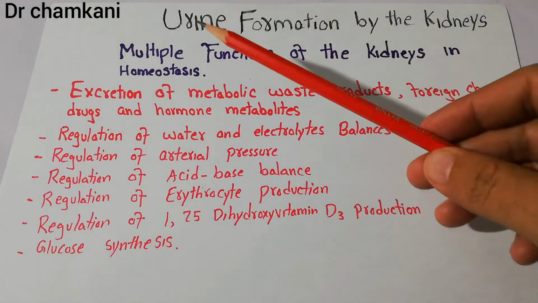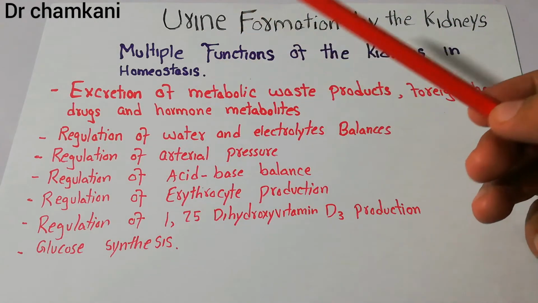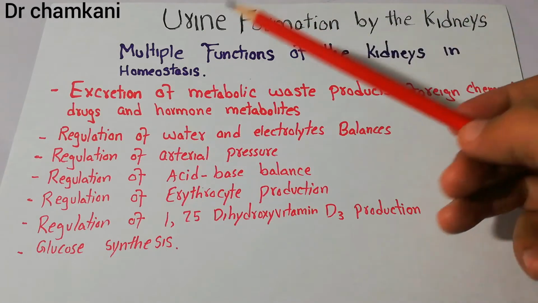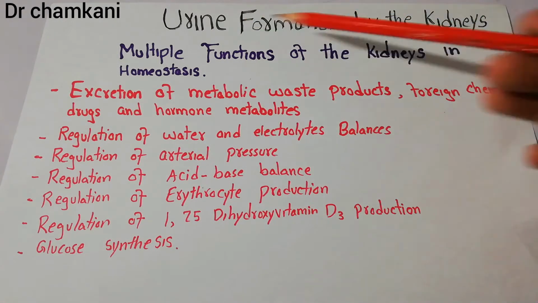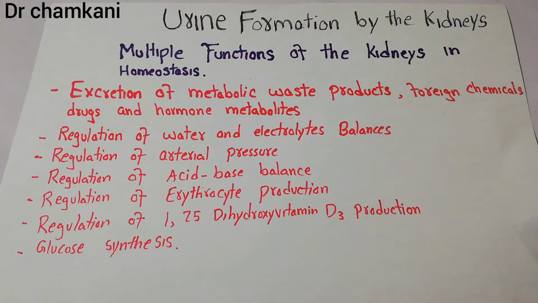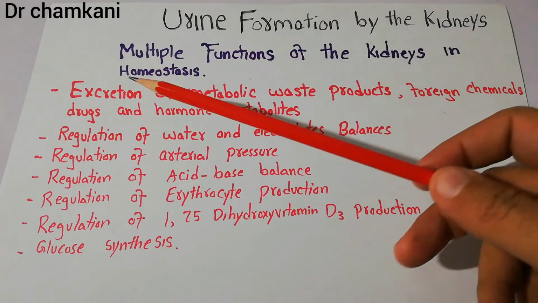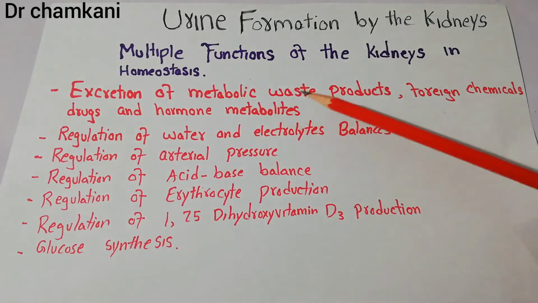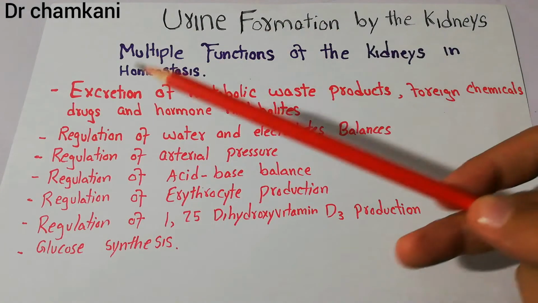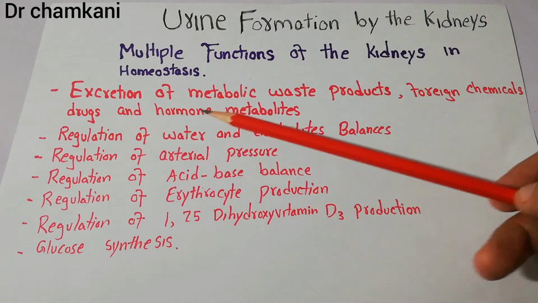Now, the kidneys have multiple functions, not only one function, to maintain homeostasis. We are simply going to discuss broadly the different types of functions without going into detail. And as we go ahead in this chapter, we will discuss each and every topic in detail. So, to start with, the first and most important function of the kidney is excretion of metabolic waste products, foreign chemicals, drugs, and hormone metabolites.